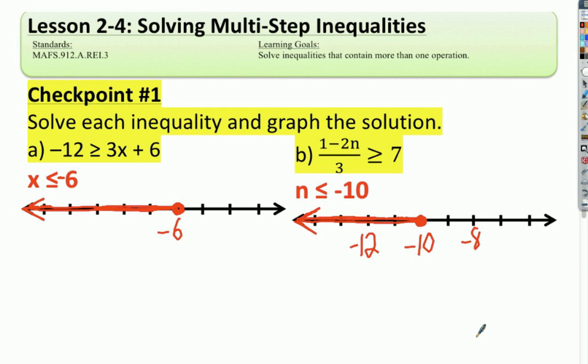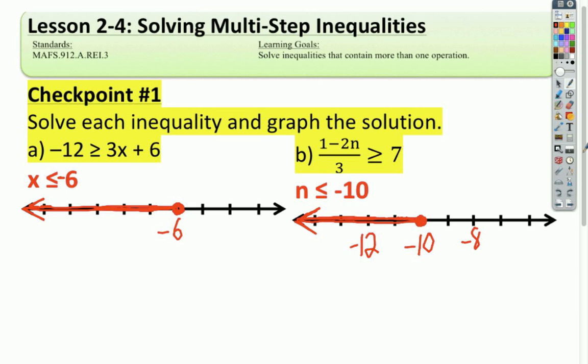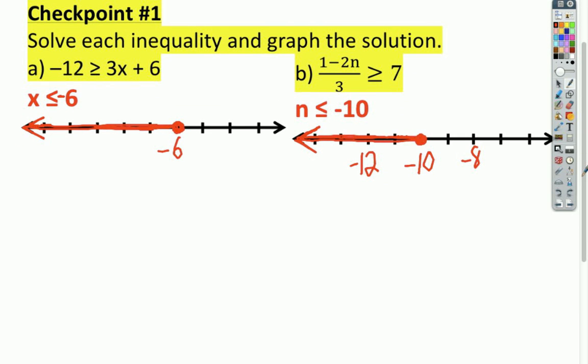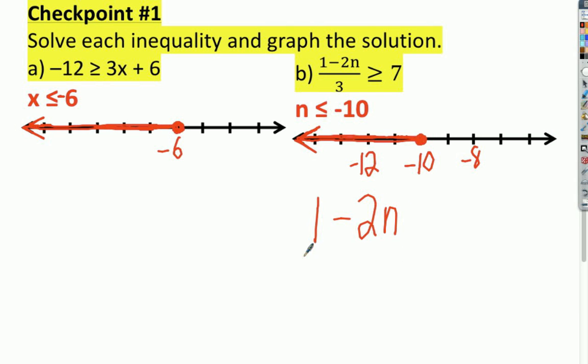All right, so let's take a look. Let's take a look at part B. So let's take a quick look at part B. 1 minus 2n over 3 is greater than or equal to 7. Give me a thumbs up if you as an individual got this question right. Okay, Kayla, what was the first thing you did?